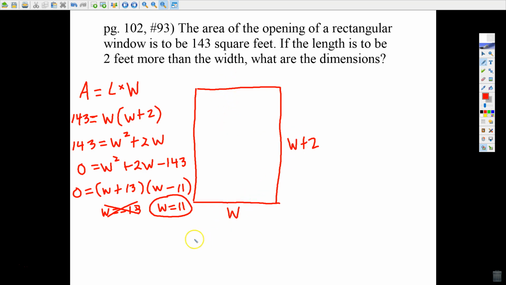So the dimensions are the width is 11 feet, and the length should be 2 feet more, so it's 13 feet. And that is my answer for number 93.